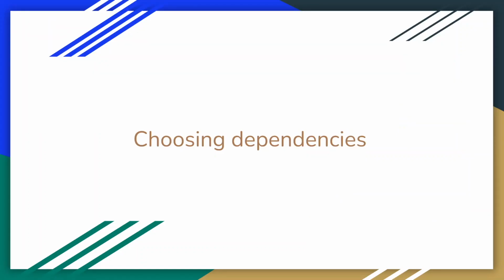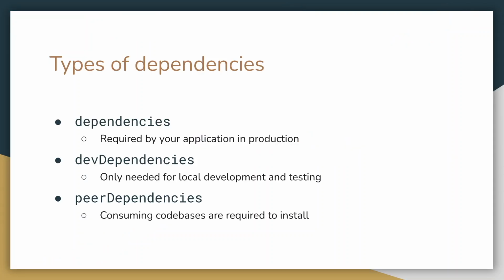When creating any shared asset, the technologies that you choose will affect your consumers. This is especially true with front-end shared assets, including component libraries. In this course, we will be choosing dependencies that allow our component library to be used in a wide variety of React code bases. Within NPM, there are three types of core dependencies. Common dependencies, which are required by your application to be run in production. Dev dependencies, which are only needed for local development and testing. And peer dependencies, which consuming code bases are required to install. Some common peer dependencies would be React and React DOM, which is due to them requiring a single instance, and they can't be duplicated across different modules.